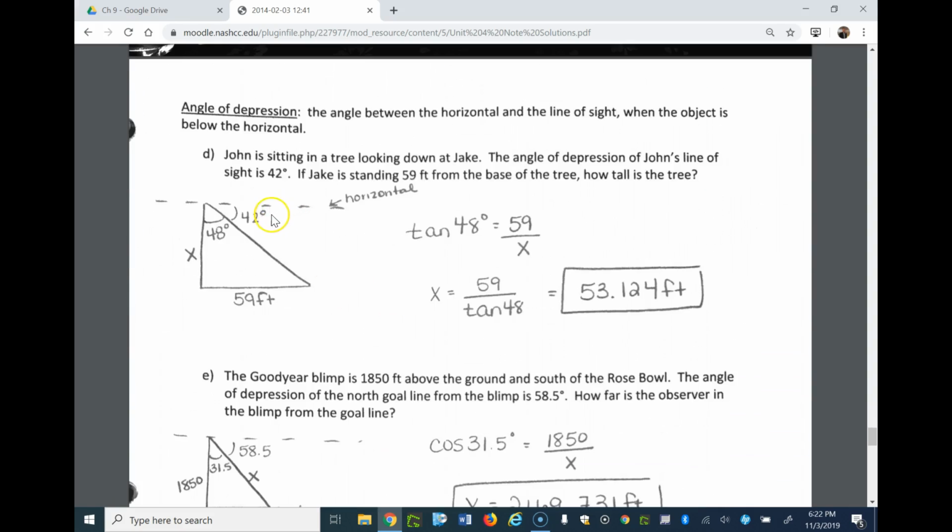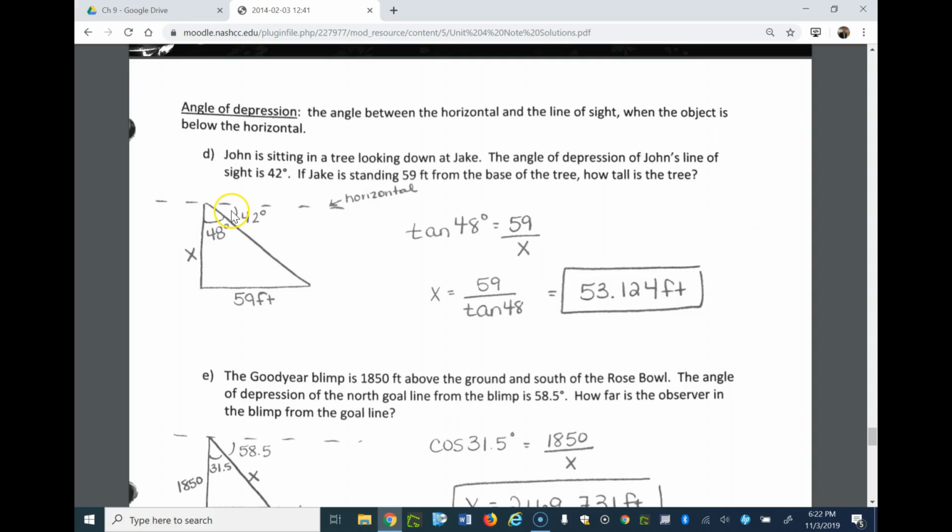Let me give you another example here, of angle of depression now. So John is sitting in a tree, so he's up here looking down at Jake, who is down here. The angle of depression, he's looking down now, because elevation is up, depression is down. We have 42 degrees. Well, we know from here to here makes a 90-degree angle. So here's my 90-degree angle. If this is 42, then this must be 48.